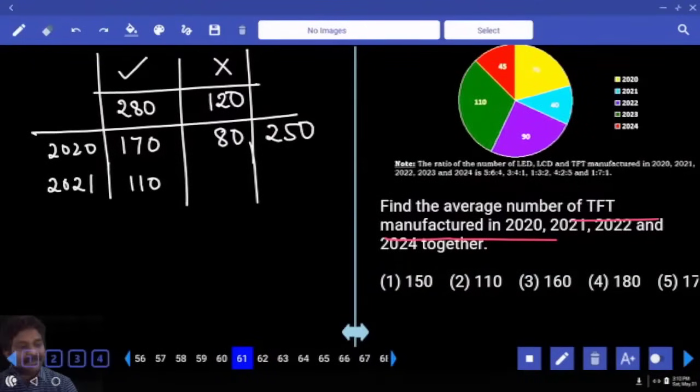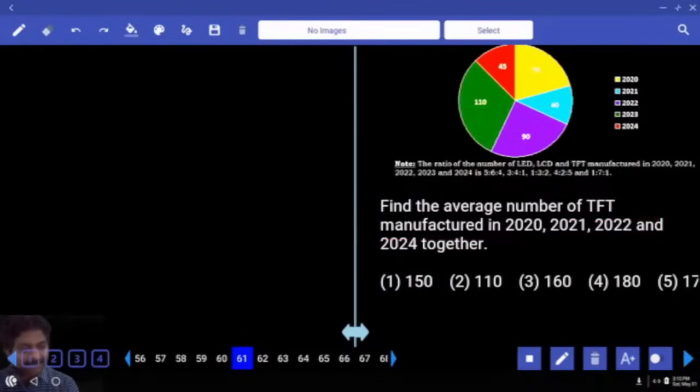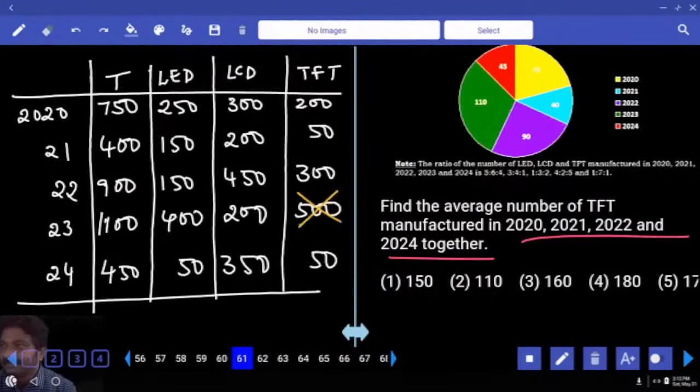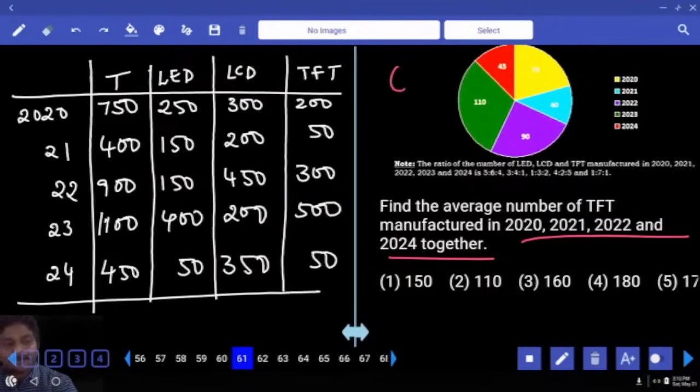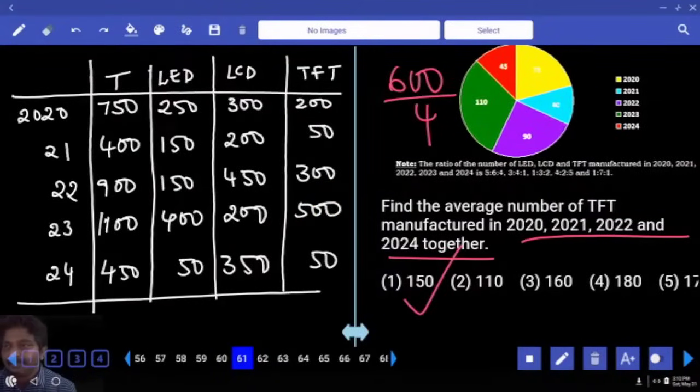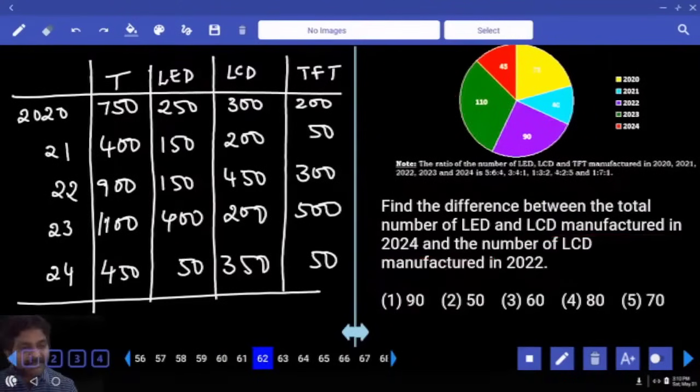Find the average number of TFT manufactured in 2020, 21, 22, 24. How many years are there? 4 years are there. Except 2023, rest all we need. 200, 300, 50, 50. Total. Average for? Divided by? Answer? 150. Find the difference between the total number of LED and LCD manufactured in 2024. LED and LCD both together 400. LCD in the year 2022. LCD in that year. 400, 450, difference 50.